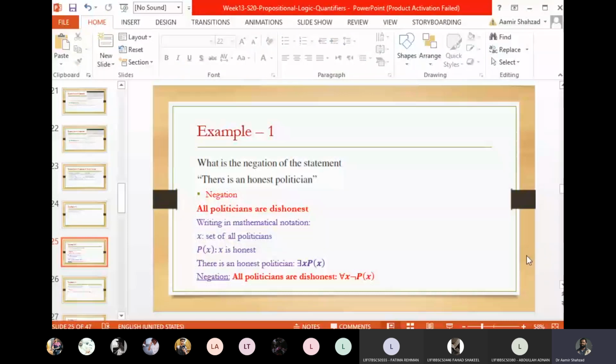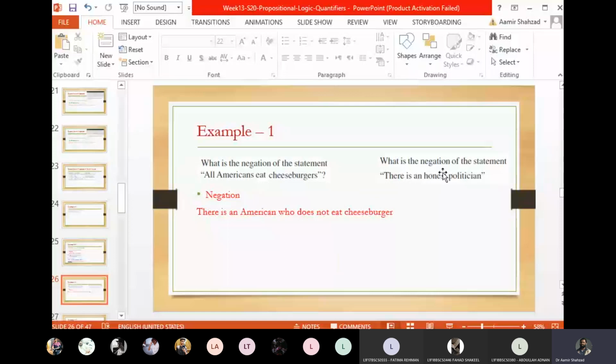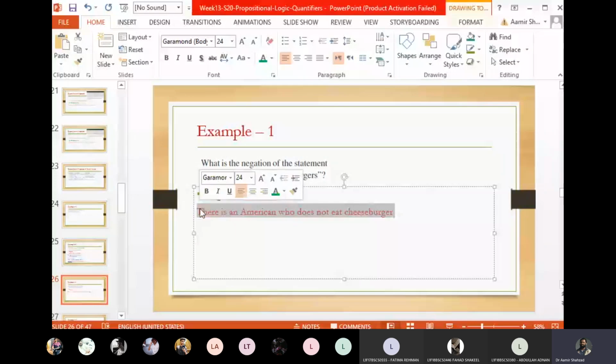Let's look at another example. So example is all Americans eat cheeseburgers. So its negation is not all Americans eat cheeseburger. कि जितने भी Americans हैं सब cheeseburger खाते हैं. Negation क्या होगी? अगर हमें कोई एक भी ऐसा American मिल गया जो cheeseburger नहीं खाता, then this statement is not true. So there is an American who does not eat cheeseburger.